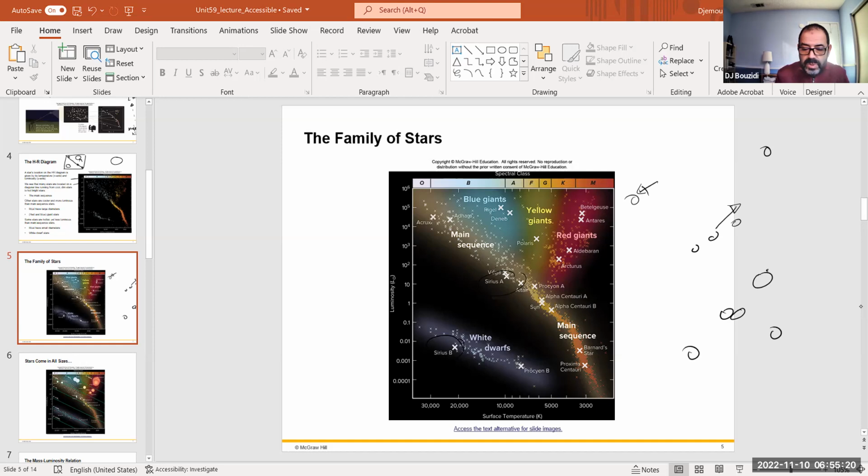You have Barnard's star, which is another brown dwarf, but that's actually a red dwarf, I should say. It's actually not too far a star also, but it's slightly brighter than Proxima B. Anyway, so these are the main sequence stars.